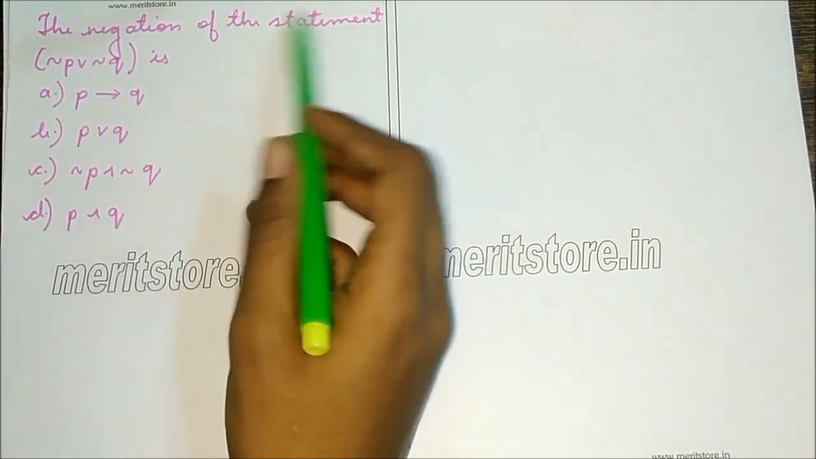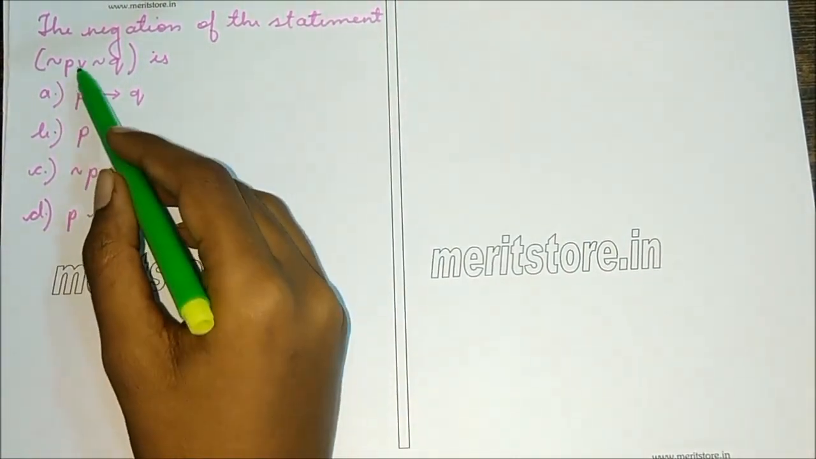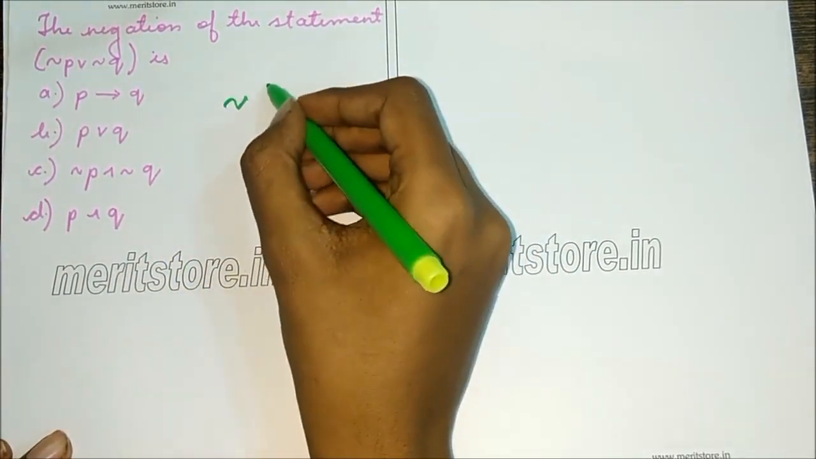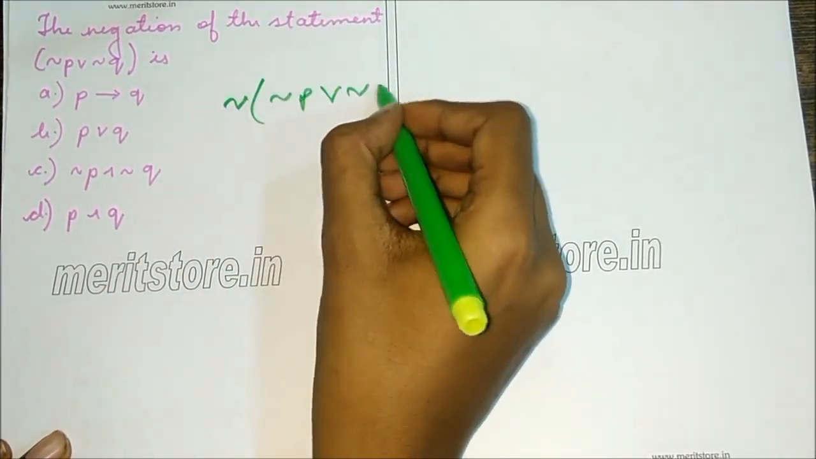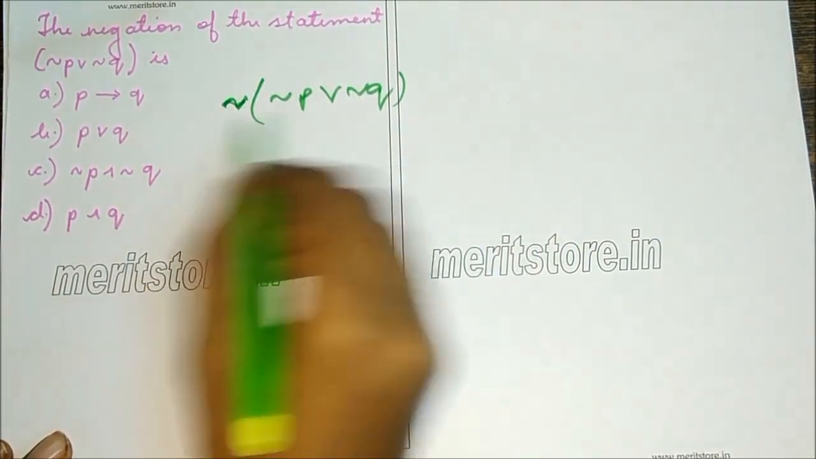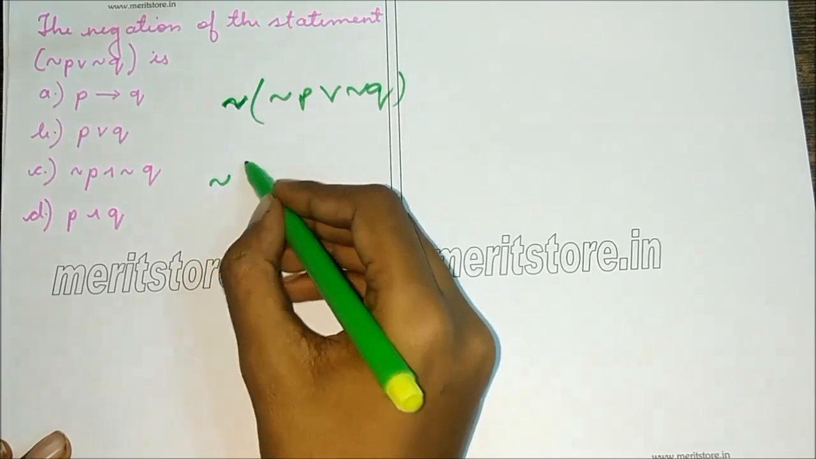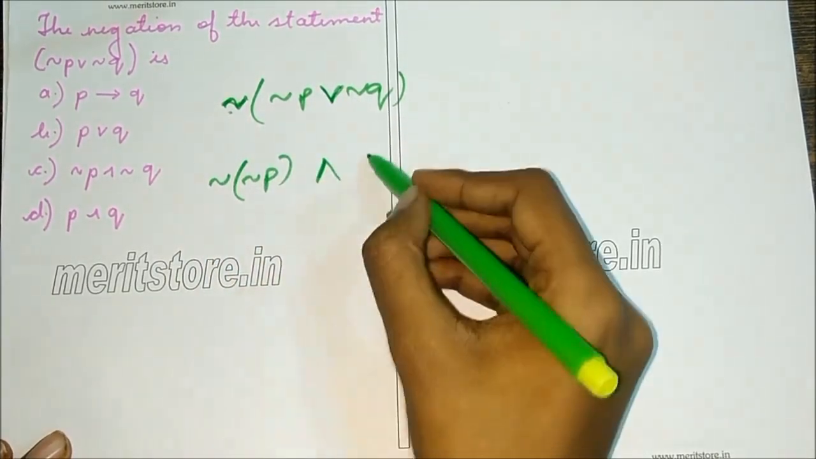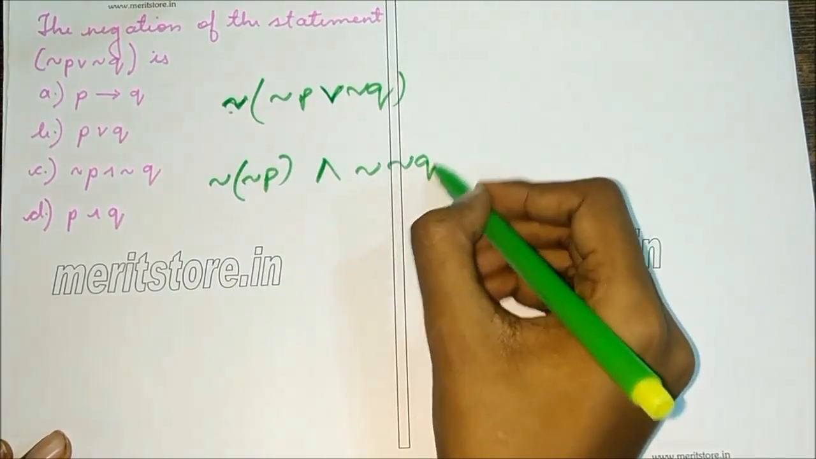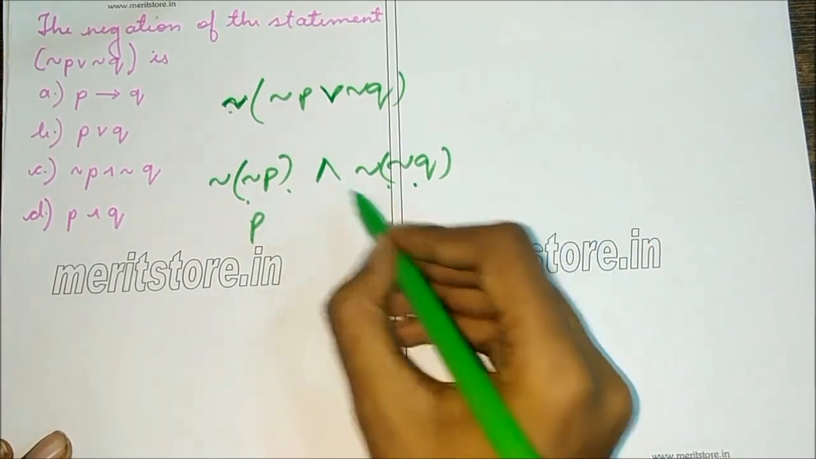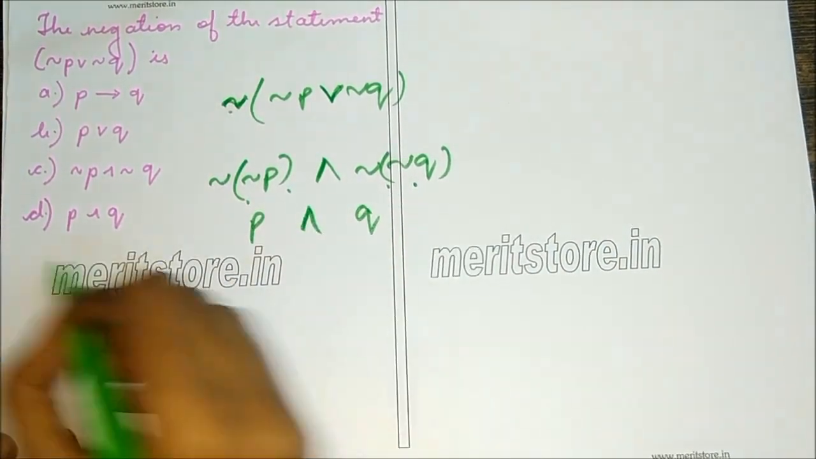Now we have to find the negation of the statement, negation of negation P or negation Q. Solving this, by De Morgan's law, the negation will be distributed in the bracket. So this will be negation of negation P, negation of or is and, negation of negation Q. Negation of negation P is P, and negation of negation Q is Q. So this will be P and Q, which is option D.